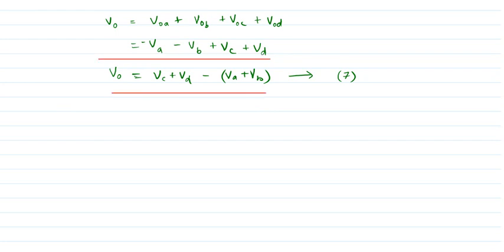So these are the two cases that exist in the case of differential configuration: scaling amplifier and the summing amplifier.